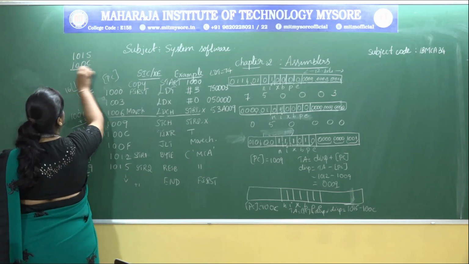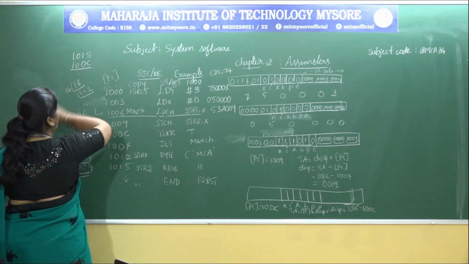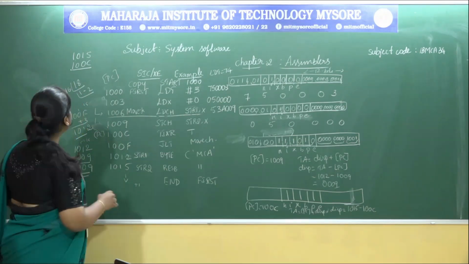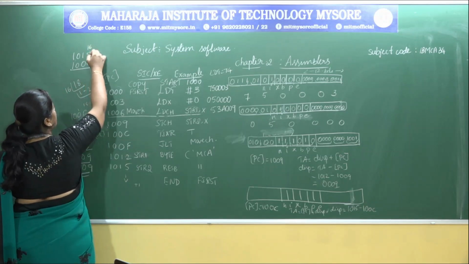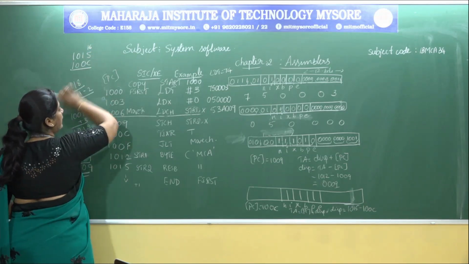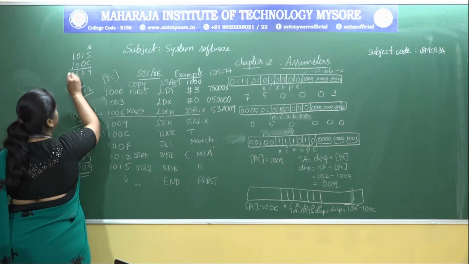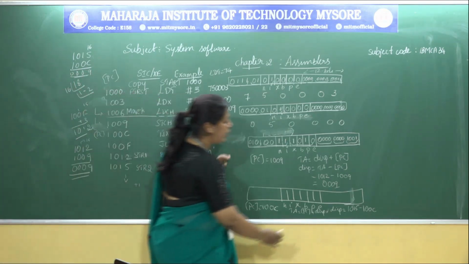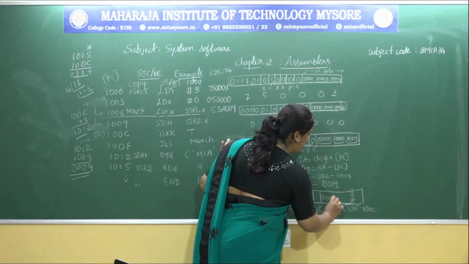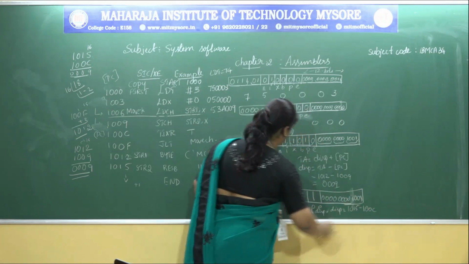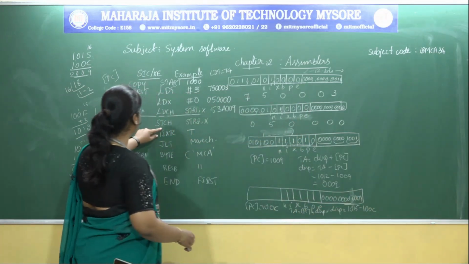We have to subtract 100C from 1015. 5 minus C is not possible because the C value is 12, so we borrow: 16 plus 5 is 21, and 21 minus 12 is 9. So the displacement value is 009 only. I am going to write the same.